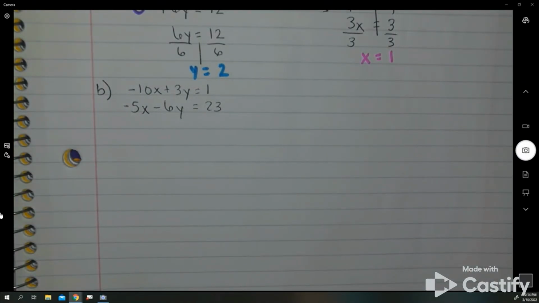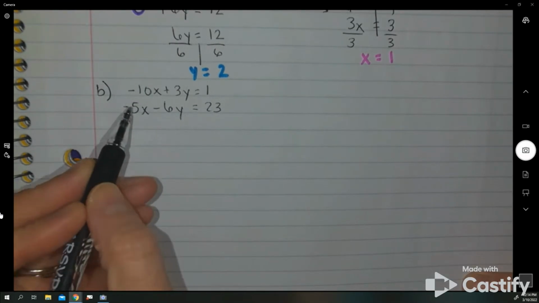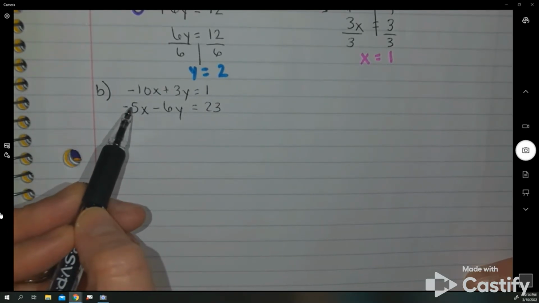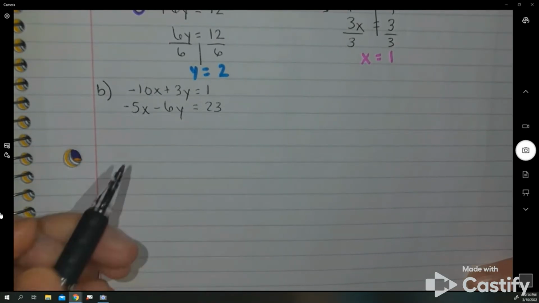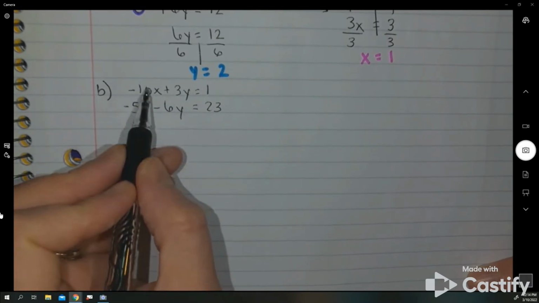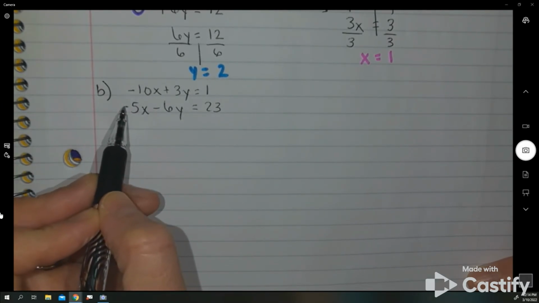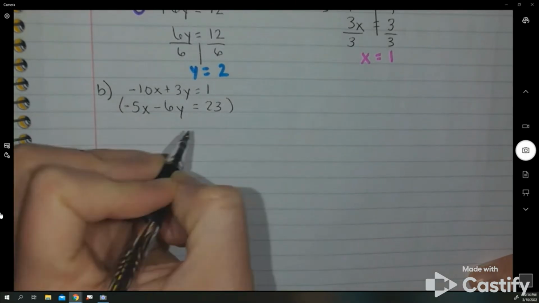So what I'm going to be doing is looking for an option so that I can have two numbers that are the same, and I need to have one be positive and one be negative. So if I were to focus simply on my first numbers, I know I can make 5 become 10. So if I multiplied 5 by 2, I would get 10. Well, the problem is if I wanted to eliminate my x's, then I would have to multiply by negative 2 in order to eliminate.